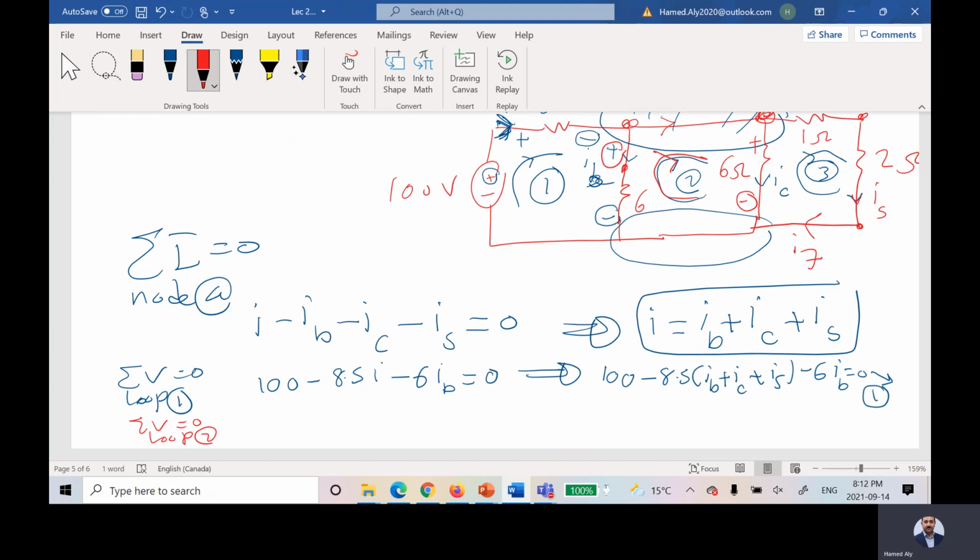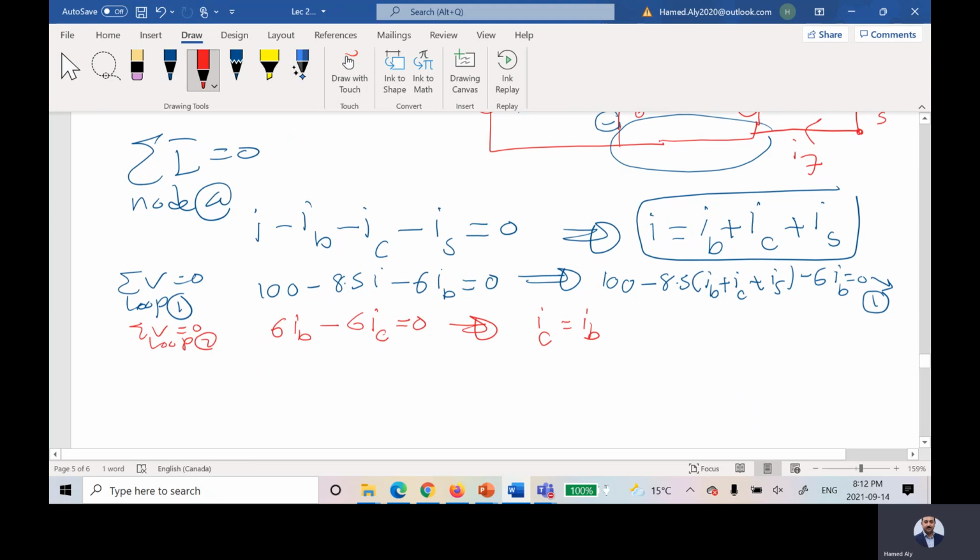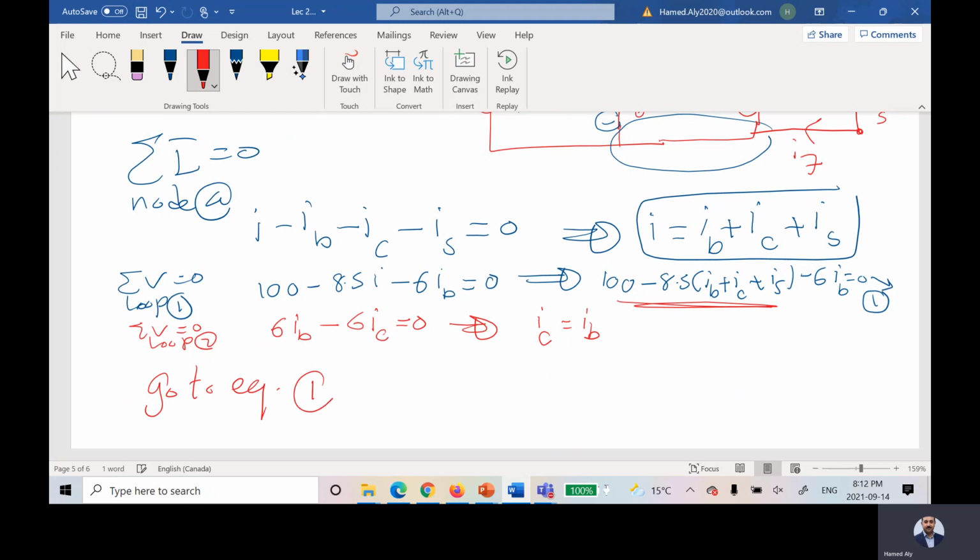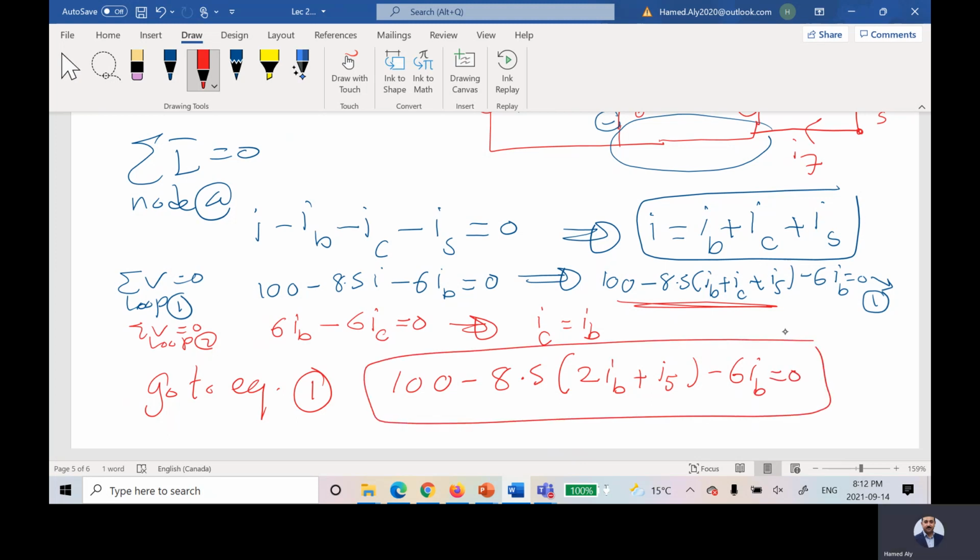So for loop number 2, I will say 6 multiplied by IB minus 6 multiplied by IC is equal to 0. What is the relation between IB and IC? They are equal. Based on that, I can say IC is equal to IB. So I'll go back to equation 1. I will rewrite 100 minus 8.5 times (2IB plus I5) minus 6IB is equal to 0. Now, how many unknowns do we have?